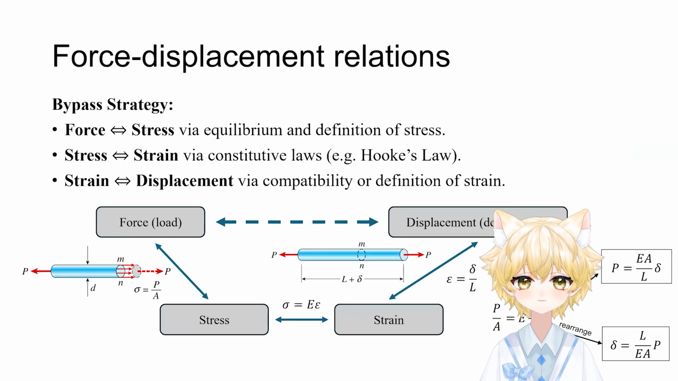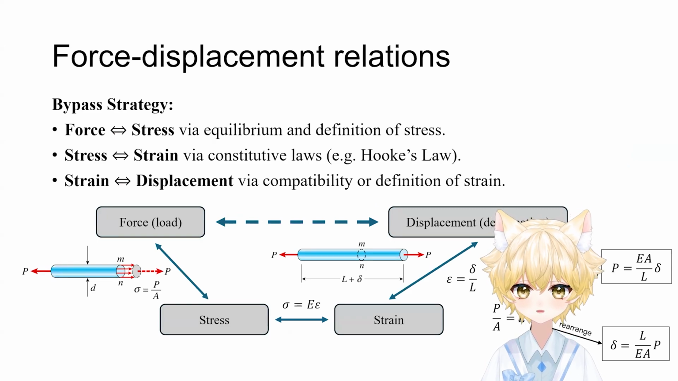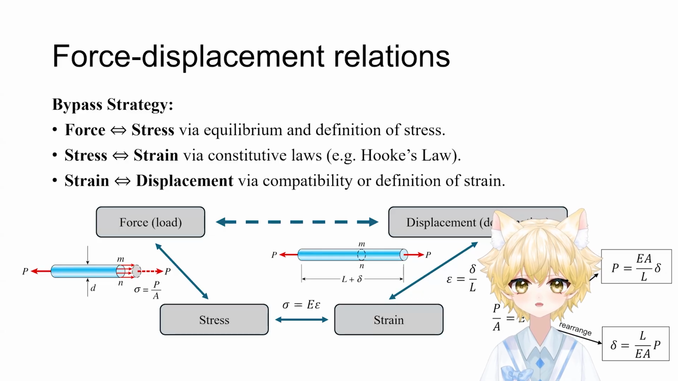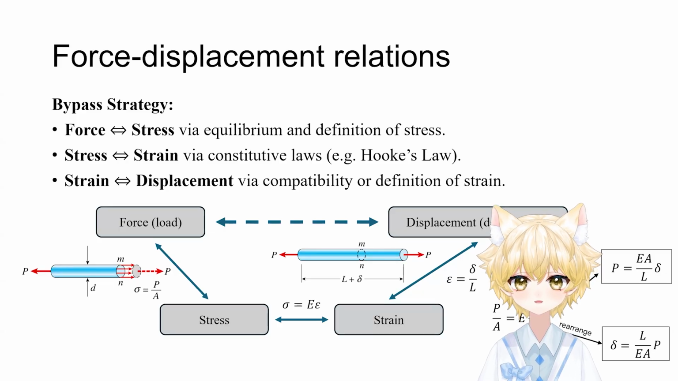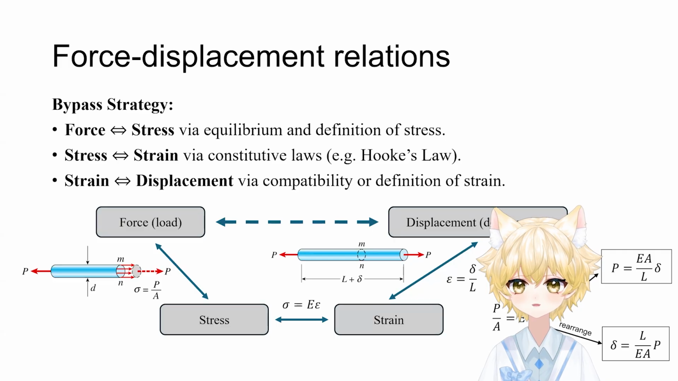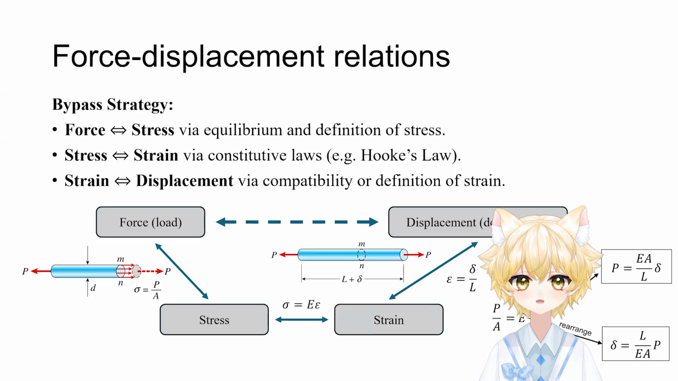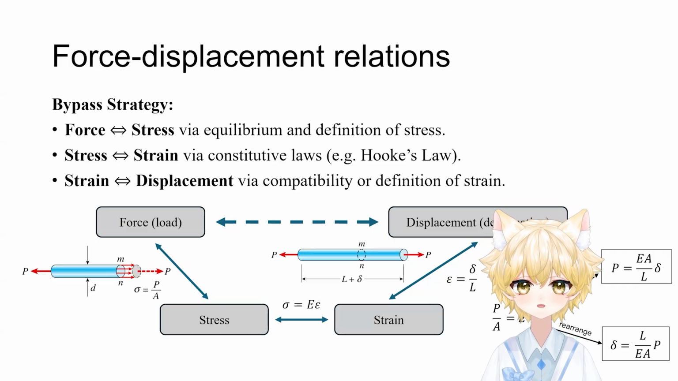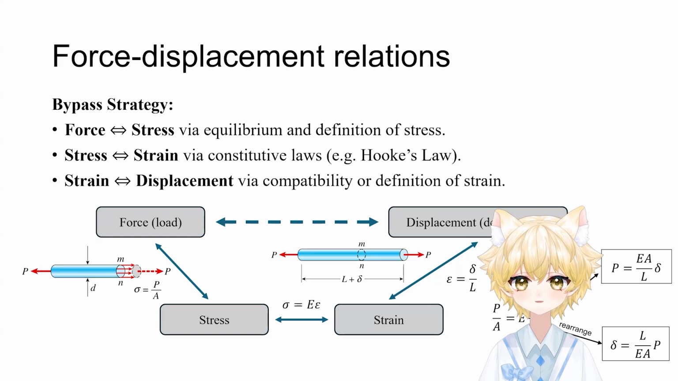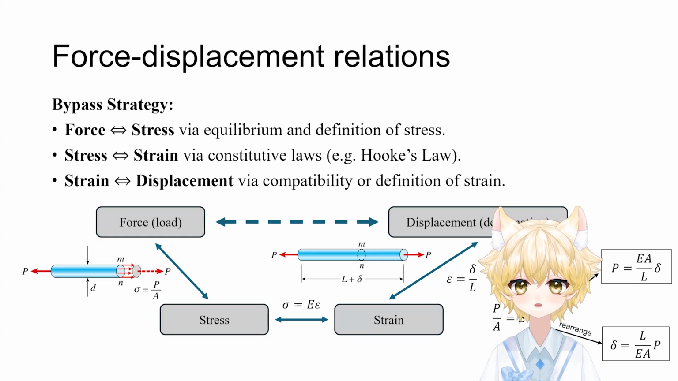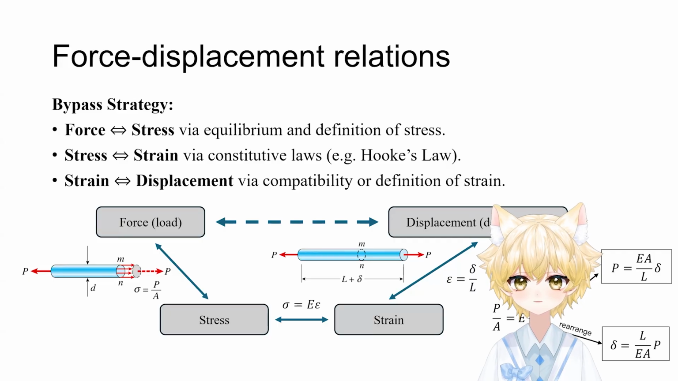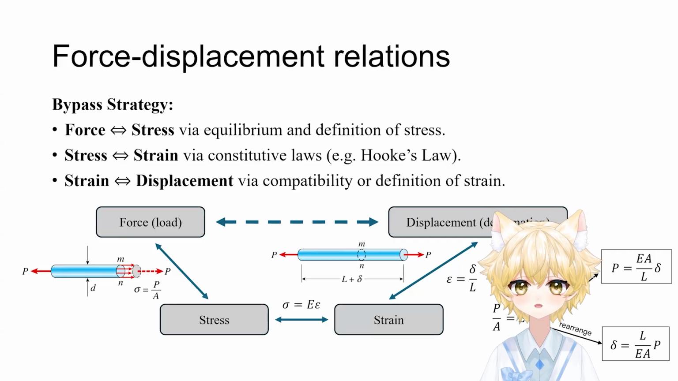This leads us to what I call the bypassing strategy. Think of this as a three-step bridge that connects the external world, force, to the internal world, materials, and back to the physical world, that is the deformation. Let's follow the map on the slide. Step 1 is from force to stress. We start with our load P. Using equilibrium, we convert the external force to internal force, and we can calculate the stress using the internal force. Sigma equals P over A, right?